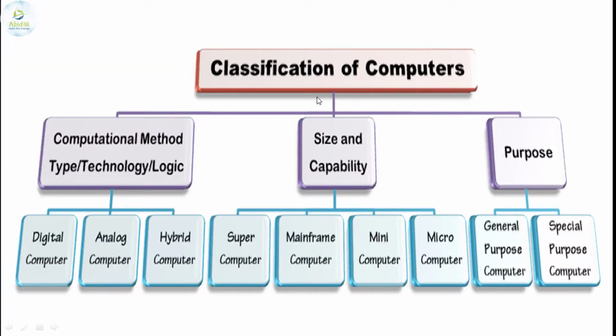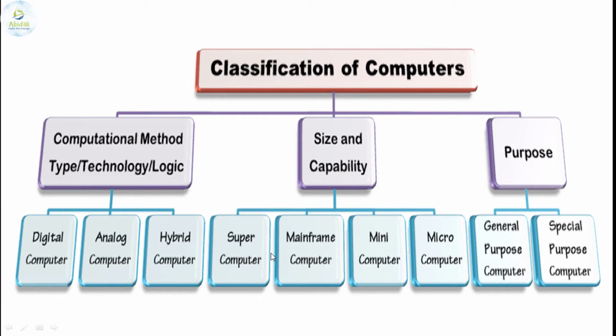So in the last class we already discussed the classification of computers based on different criteria. The criteria were based on computational methods, or type of computers, or technology or logic that they implement, or based on size and capacity, or based on the purpose for which they are used or built. So based on computational method, type, technology or logic of the computers, we have three kinds, that is digital computer, analog computer, hybrid computer.